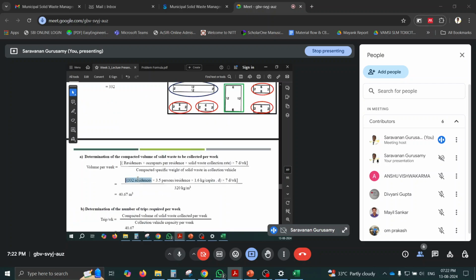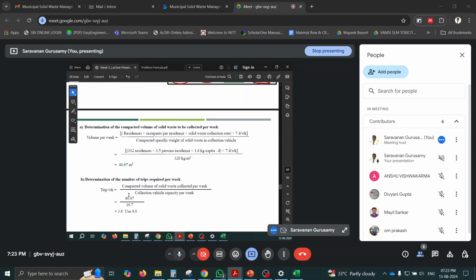So if it is 332 residents, into 3.5% in a residence, into 1.6 kg they are producing, into 7 days, because 7 days once only we are collecting. So we need to calculate total quantity divided by the density, which will give you the total meter cube of waste generated. So volume of waste generated per week is 40 meter cube.